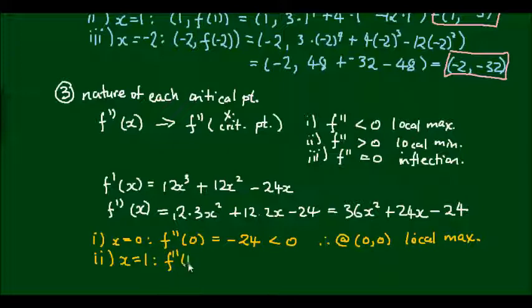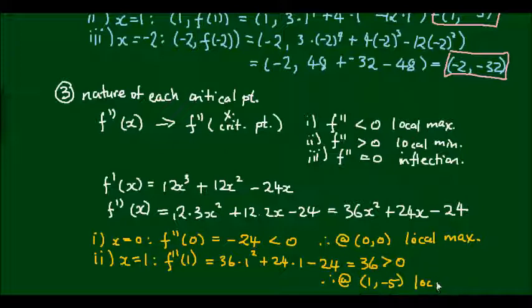f double prime of 1 is going to equal 36 times 1 squared plus 24 times 1 minus 24, which is equal to 36. And that's greater than 0, so therefore at the critical point of 1 and negative 5, we have a local minimum.